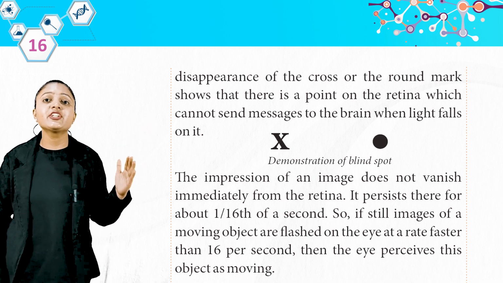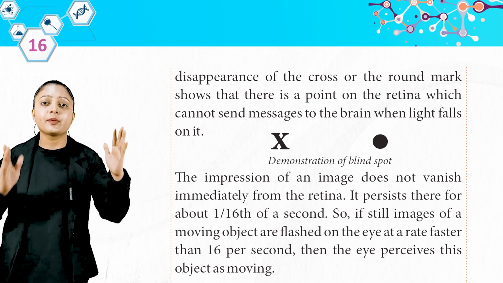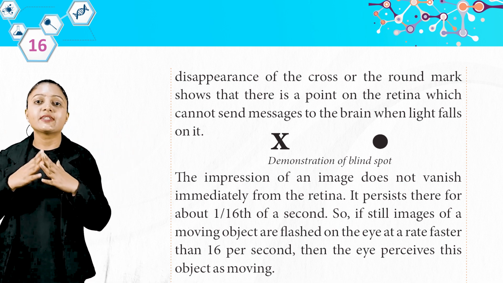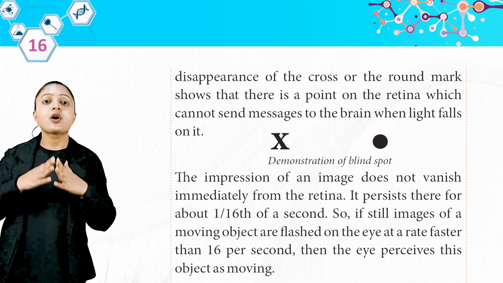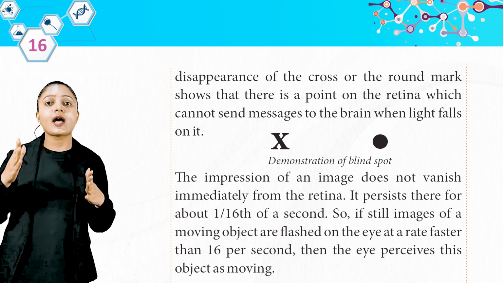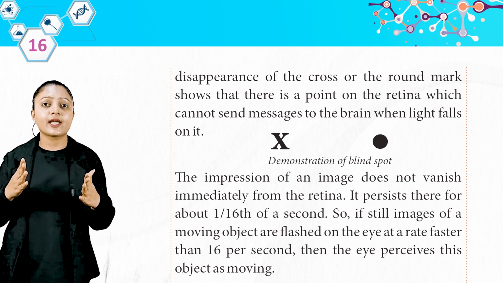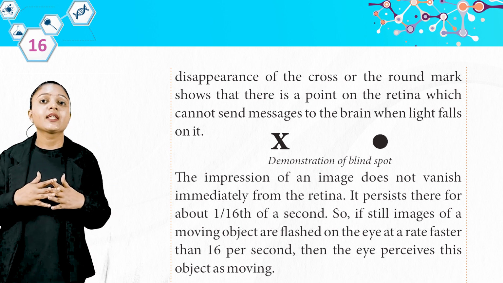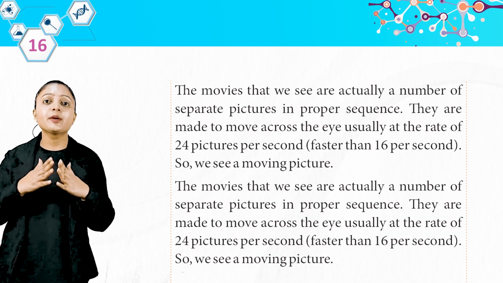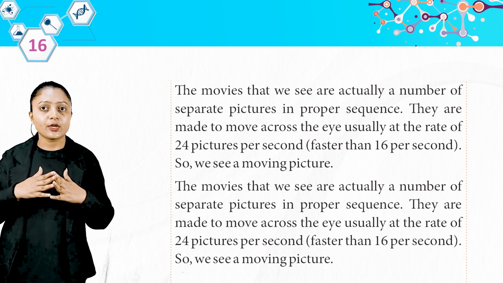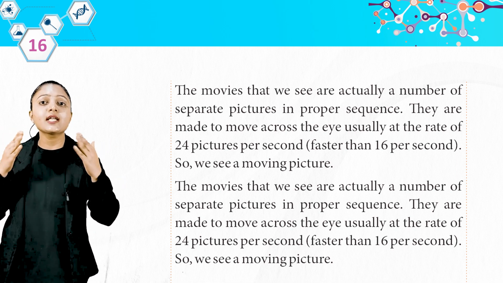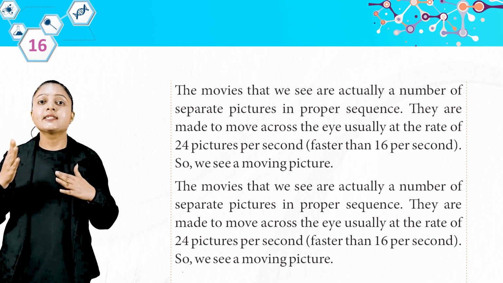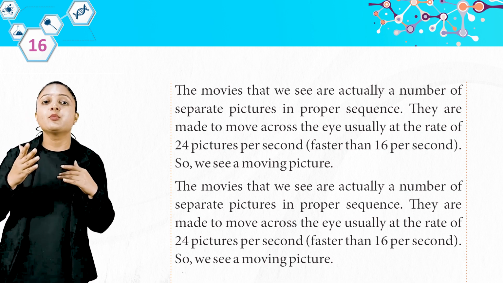The impression of an image does not vanish immediately from the retina. It persists there for about 1/16th of a second. So if still images of moving objects are flashed on the eye at a rate faster than 16 per second, then the eye perceives the object as moving. The movies that we see are actually a number of separate pictures in proper sequence. They are made to move across the eye usually at a rate of 24 pictures per second, faster than 16 per second. So we see a moving picture.